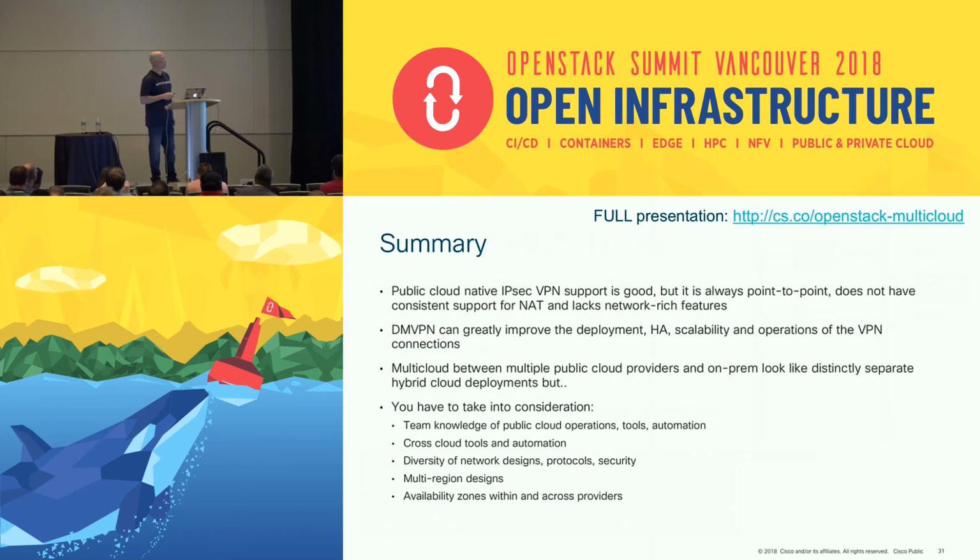So the things that you need to take into consideration is really your team knowledge around which public cloud they're associated with, right? If I'm an AWS guru and all of a sudden you drop Google on me, it's a completely different framework. The naming is different, the tools are different, the automation is different. So you need to understand what you have and take an inventory of that and then figure out what you want to do from a cross-cloud tool and automation strategy.